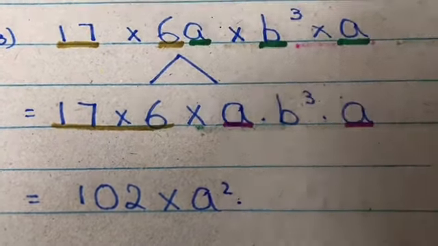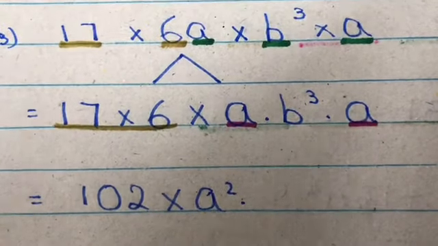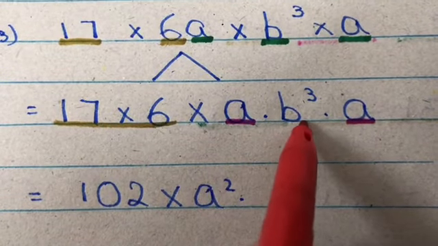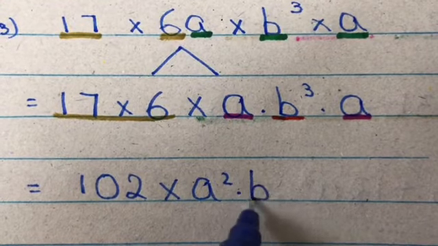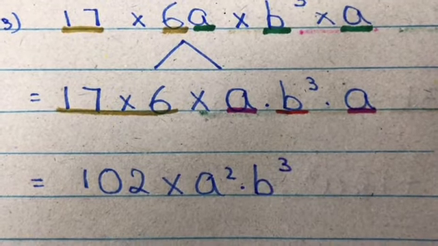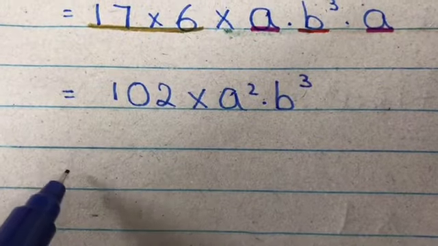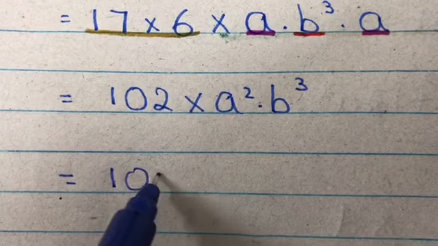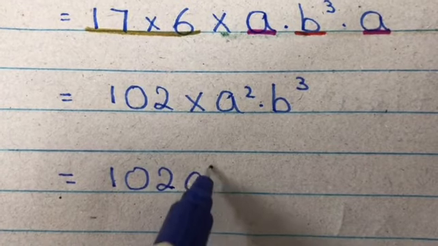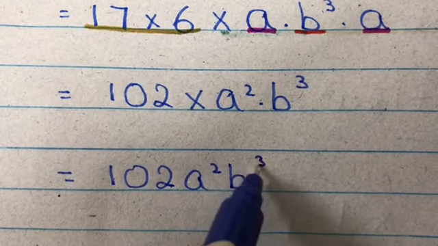Dot, and B is how many times? B is already cubed, so B is cubed. There's one B here. So B cubed. That's all you have to do. Now, of course, this answer is incomplete. You have to join all of them. 102 A squared B cubed is your answer.